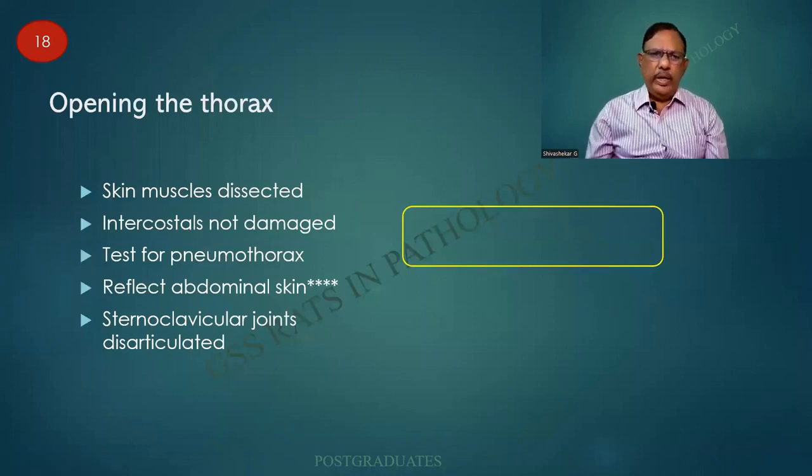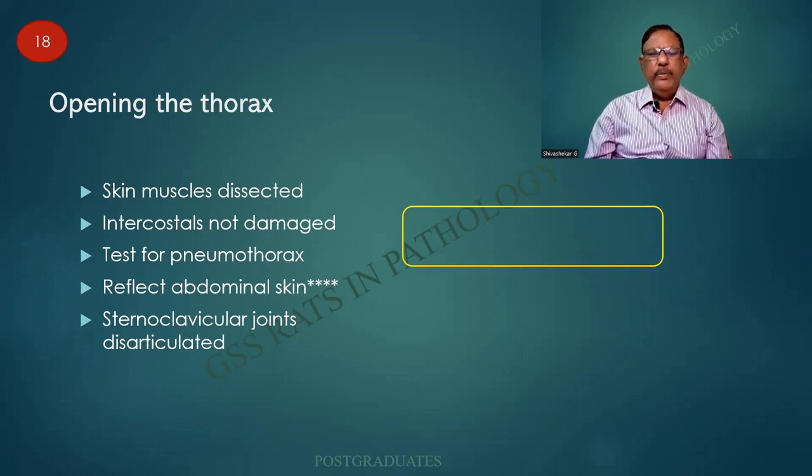How do you open the thorax? Once there is an incision, you find that the skin muscles are dissected and the intercostals are not damaged. You will have to test for a pneumothorax. How do you test for a pneumothorax? It is of paramount importance. Again, a question they will be asking you.